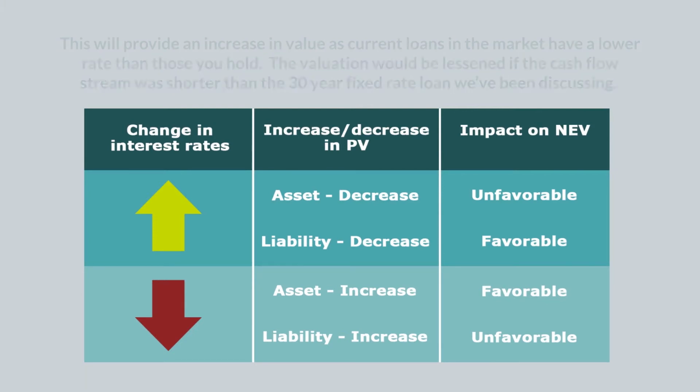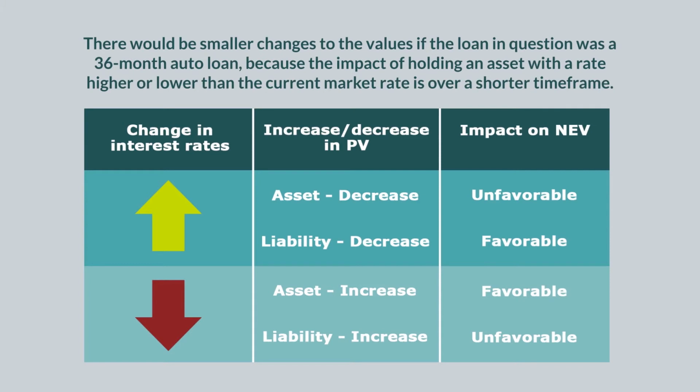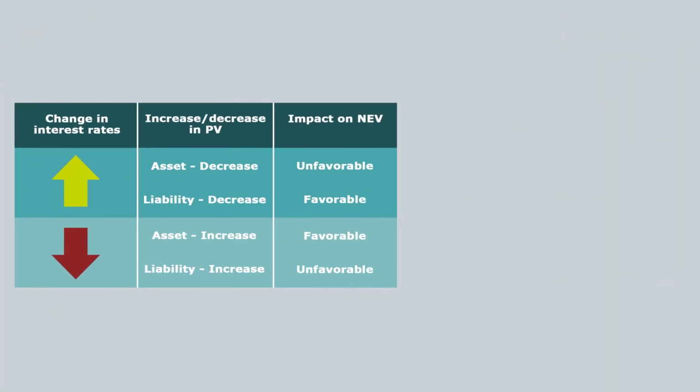been discussing. There would be smaller changes in the value if the loan was a 36-month auto loan, because the impact of holding an asset with a rate higher or lower than the current market rate is over a shorter time frame. Mathematically, the calculation is the same for liabilities and assets, and values will move in the same direction, declining in value as rates rise and increasing as rates fall.